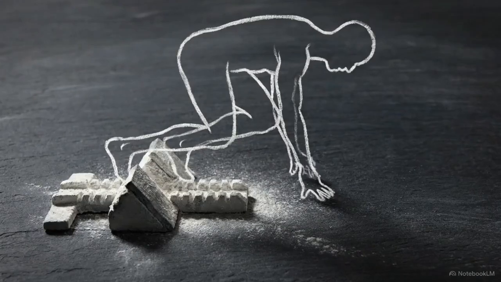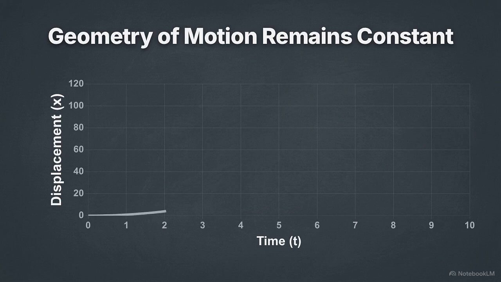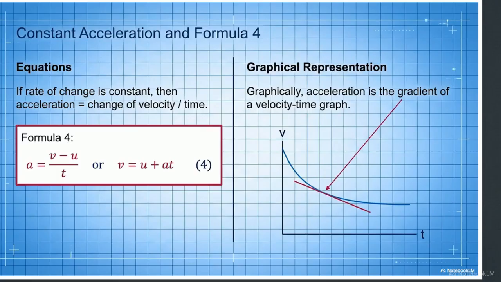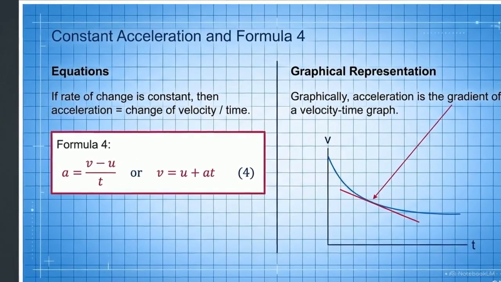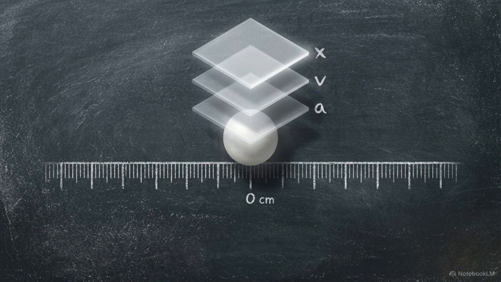Now we move one layer deeper to analyze the concept of acceleration, the specific rate at which velocity itself changes over time. Acceleration is defined formally as the first derivative of velocity with respect to time. The geometric rules we established for velocity apply here as well. As shown in this graph, the derivative matches the slope of the velocity time curve. When acceleration is constant, the calculus resolves into a simpler algebraic form. We use Formula 4 when the rate of change does not waver. Establishing these first and second derivatives provides the necessary framework to dissect a moving object's timeline.